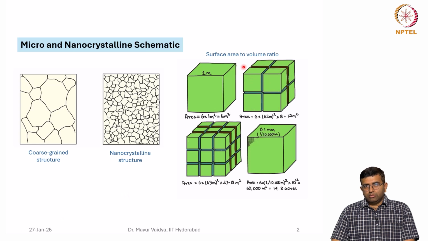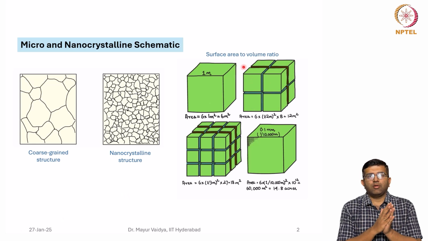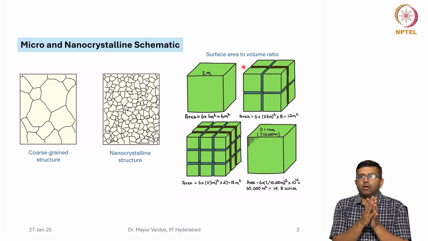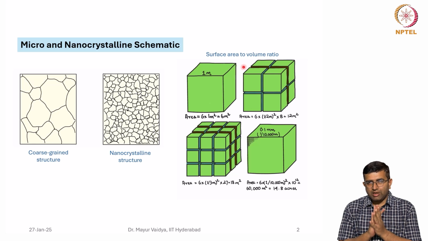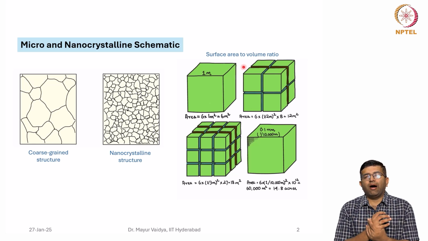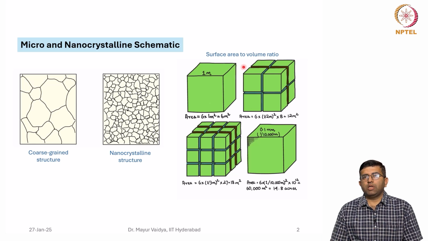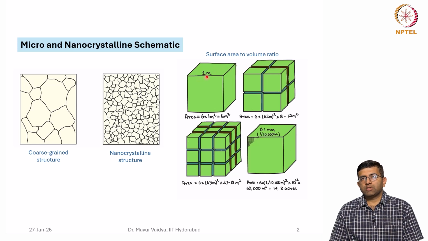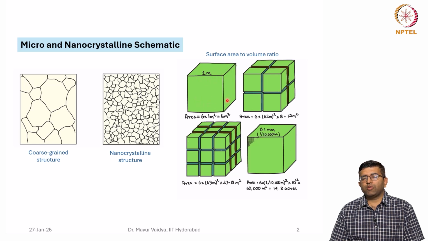Now, when you have a microcrystalline material broken down into nanocrystalline grains, what is actually happening is a large increase in the surface area to volume ratio. For example, consider a cube of unit edge length 1 meter. The volume of the cube is 1 meter cubed, and the total surface area is 6 into 1 meter squared, which is 6 meter squared.